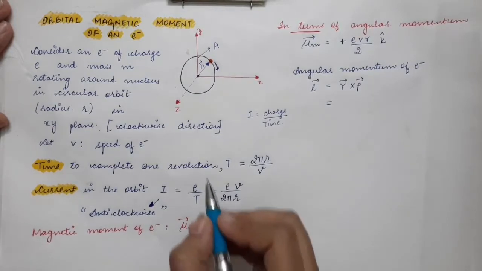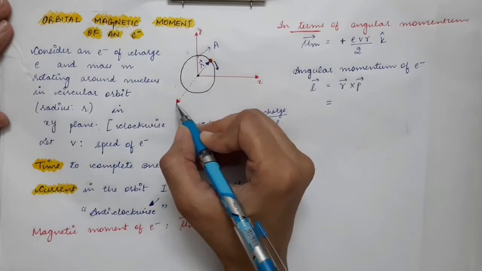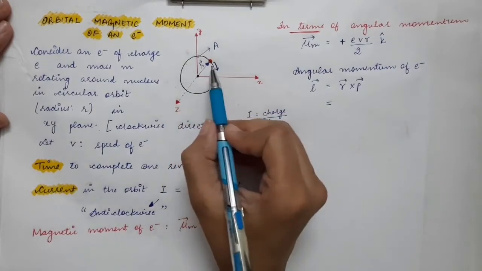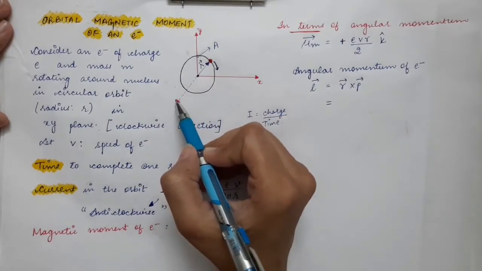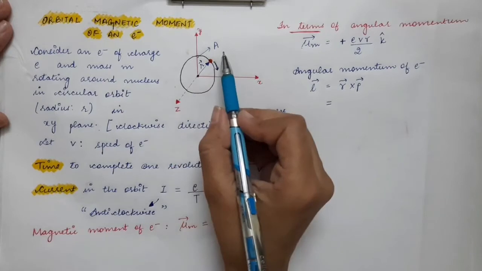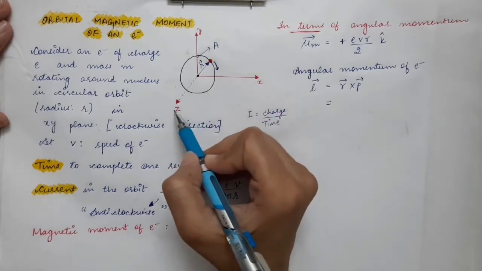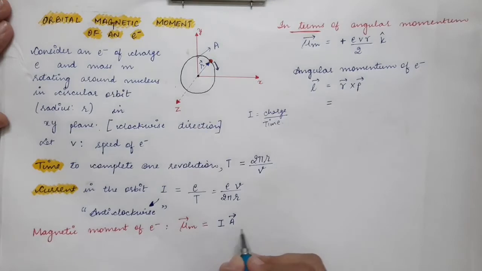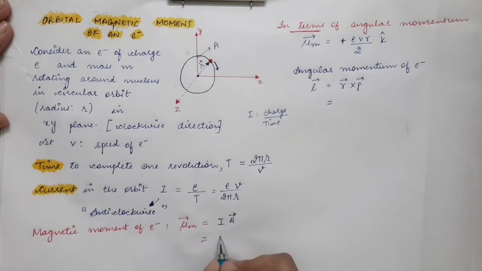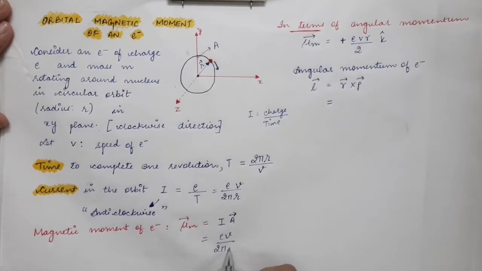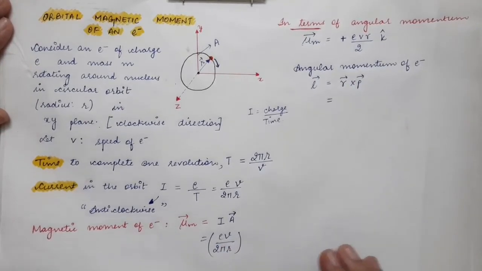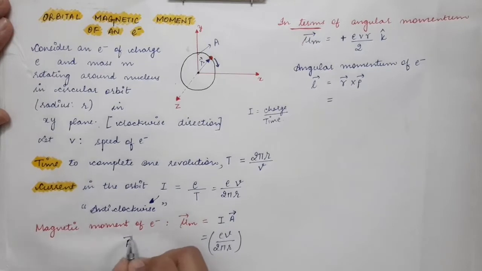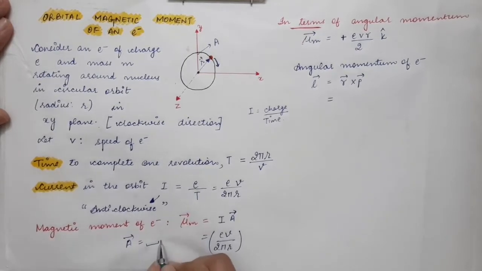Its direction will be in the plus z-axis direction, because the loop is lying in the xy plane and the area vector is perpendicular to the surface. So the area vector will be pointing in the plus z-axis direction. This can be written as, the expression of current is EV divided by 2 pi r, times the area vector. The area vector can be written as the magnitude times its direction.